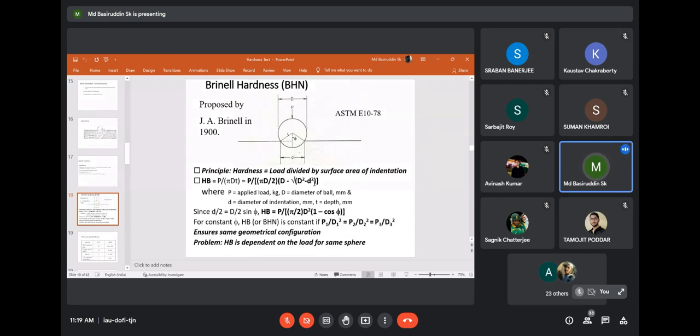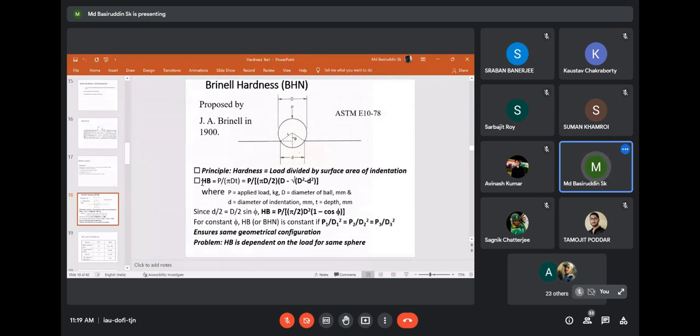Because then you have to put the values of small d, the indented diameter, and the capital D values, and you know the applied load, so you put the value of P, and then you will get some HV values. But before getting these HV values, you have to be sure that your small d by capital D ratio is within that range.